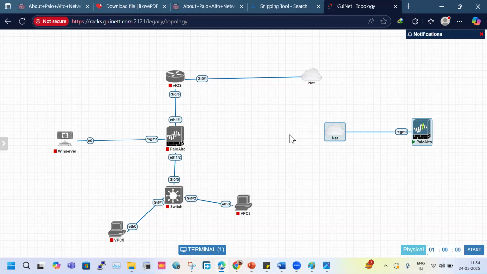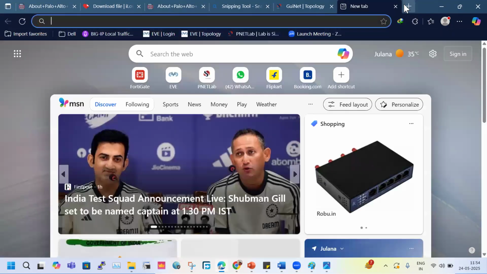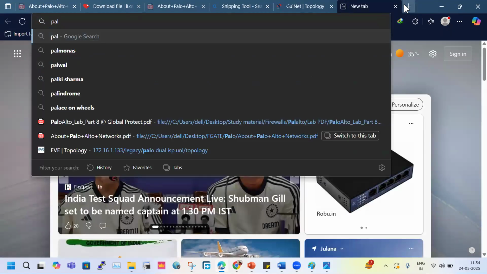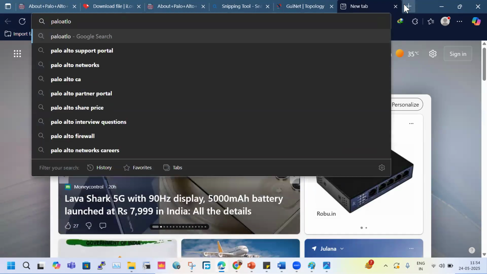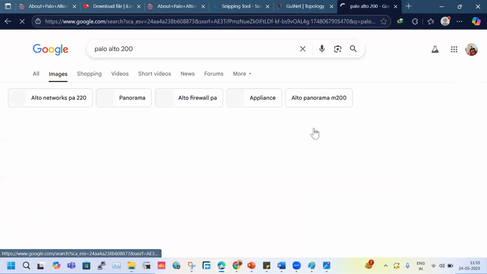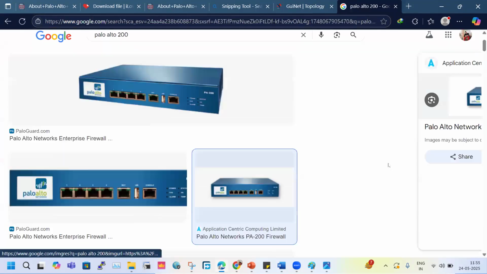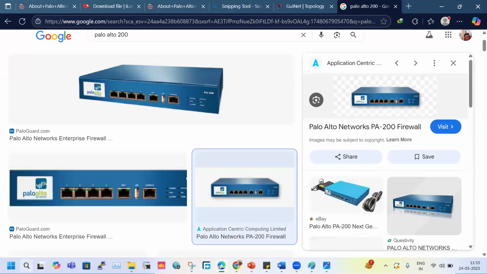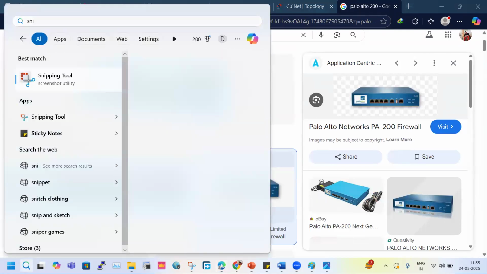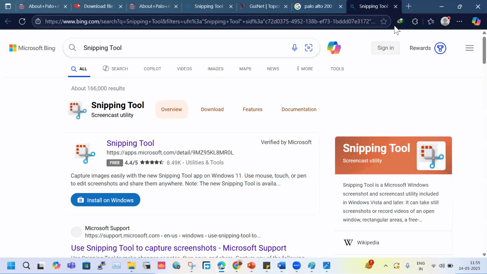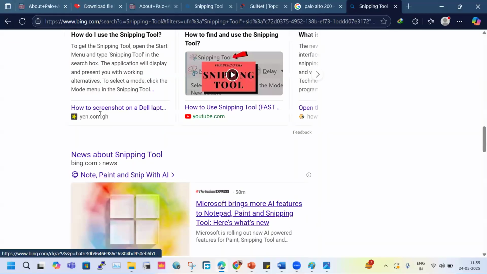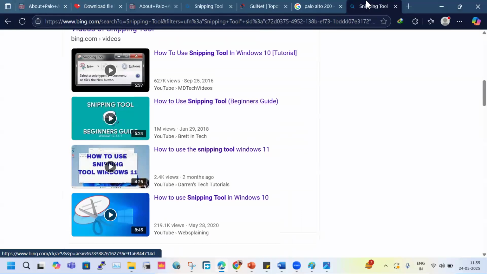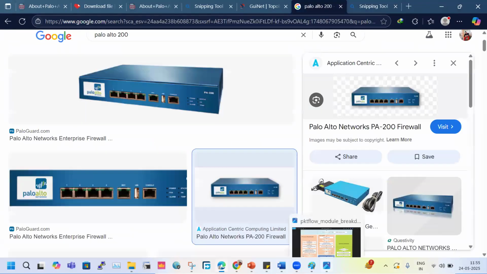Now I also want to show you something, Palo Alto hardware. If you see the PA200 box, guys, this is our firewall. We have already discussed the logical part. It is divided into a dedicated control plane and data plane.